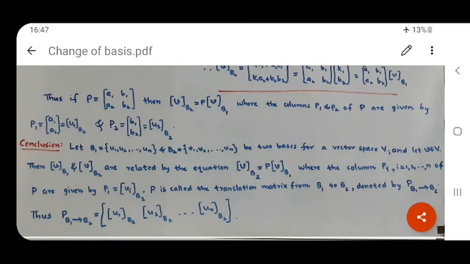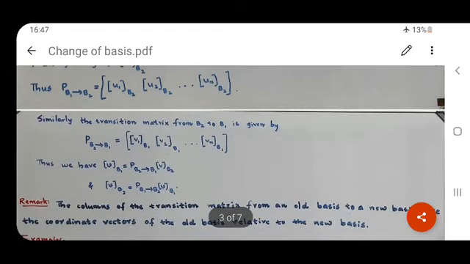The nth column is the matrix of un relative to B2. Similarly, the transition matrix from B2 to B1 is given by the n by n matrix whose first column is the matrix of v1 relative to B1, second column is the matrix of v2 relative to B1, etc. The nth column is the matrix of vn relative to B1. Thus the matrix of v relative to B1 is equal to the transition matrix from B2 to B1 times the matrix of v relative to B2.